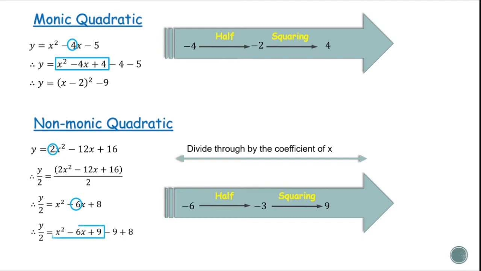So now, if you focus on these first three terms, you will realize that this is a perfect square and it can be written as x minus 3 whole square, and of course minus 9 plus 8 can be reduced to minus 1. So this is how we will be solving the examples if monic quadratic or non-monic quadratic functions are given to you. So let's try to understand this in more detail by taking one example given here.